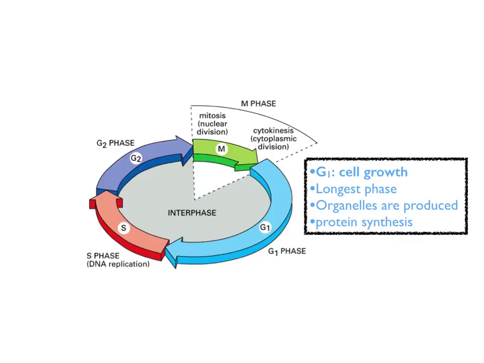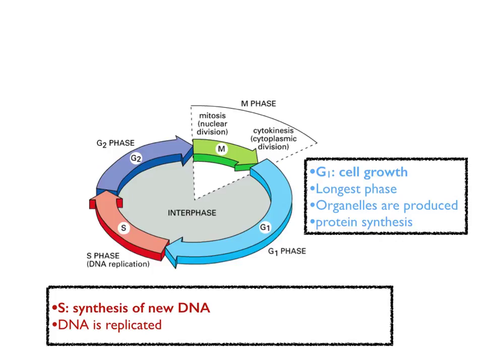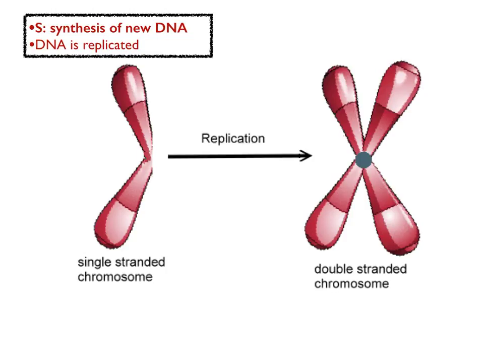So the first phase is the G1 phase, which is the longest phase. The organelles are produced and protein synthesis takes place. So some cells will specialize and won't divide again. So in the embryo, this lasts about 6 to 10 hours. The second phase is the S phase, where DNA is replicated. So during interphase, the DNA in the nucleus replicates so that each chromosome consists of identical sister chromatids, each containing one copy of the chromosome's DNA. So here you can see this happens during S phase.